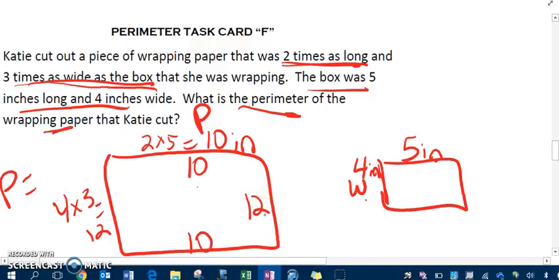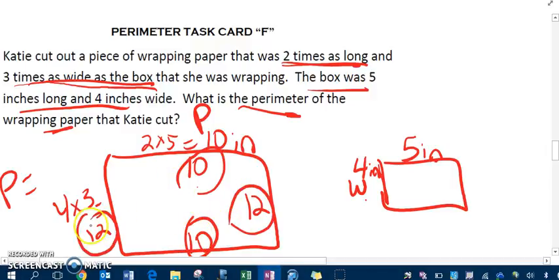Let's see, it says we need to figure out the perimeter. So we have to add them up. 10 and 10 is 20, and 12 and 12 is 24. So 20 plus 24 equals 44 inches.